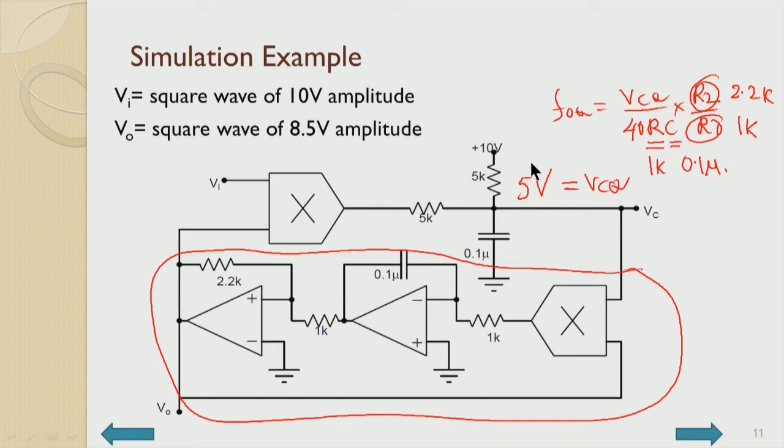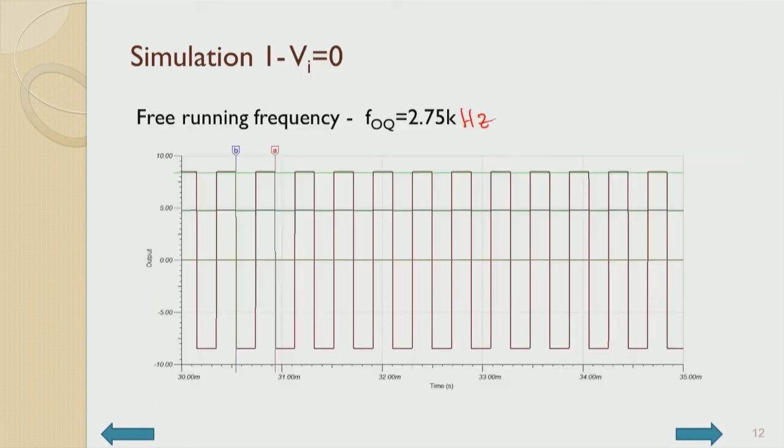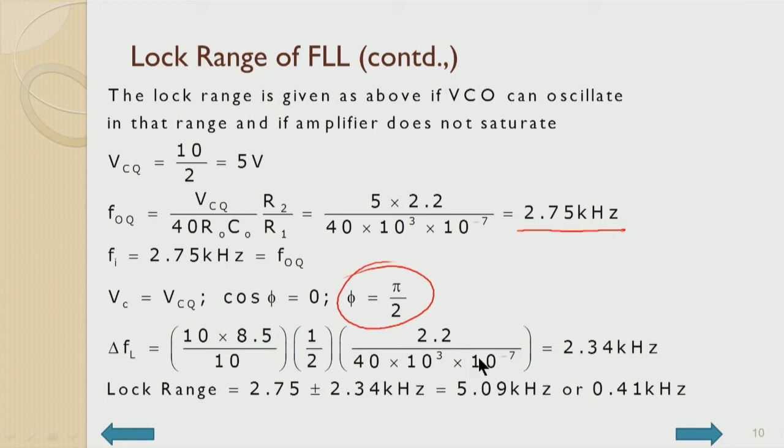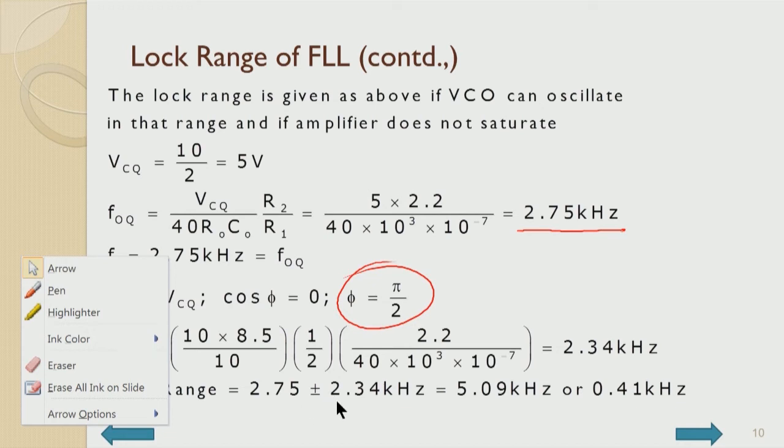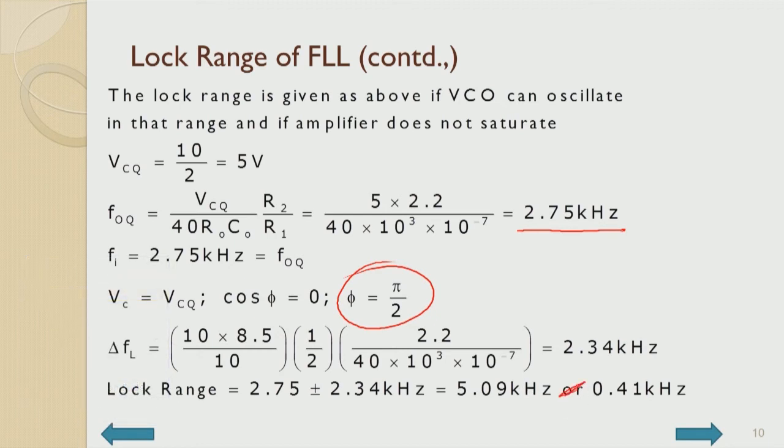So this also gets attenuated in the loop. So essentially the KPD is going to be halved here and then applied to the VCO. So that into KVCO is the lock range. So you have KVCO as 2.2 by 40 into RC. So it is 2.34 by calculation. So the lock range is 2.75 kilohertz plus or minus 2.34 kilohertz, which is 5.09 kilohertz to 0.41 kilohertz. That is the range.